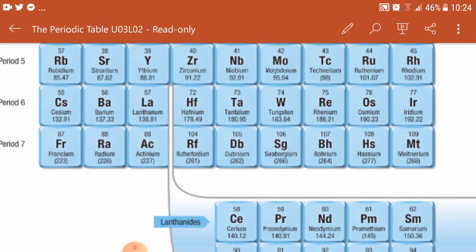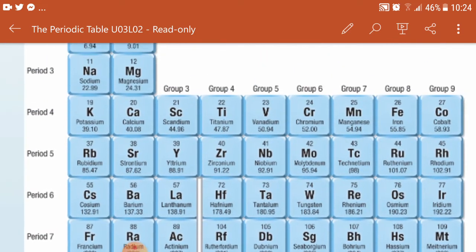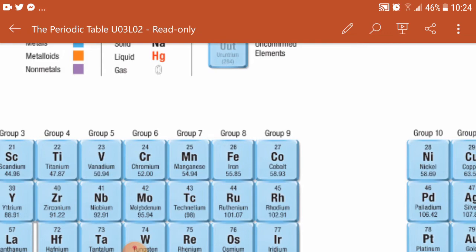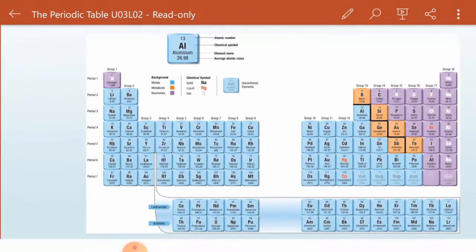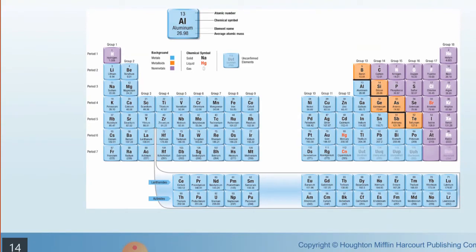But if they were in this space here, what would happen to the periodic table? It would be very, very wide. So it would be very difficult for the periodic table to be on one paper. So they prefer to take them and put them separately under the periodic table. That's it. This is everything about the periodic table.